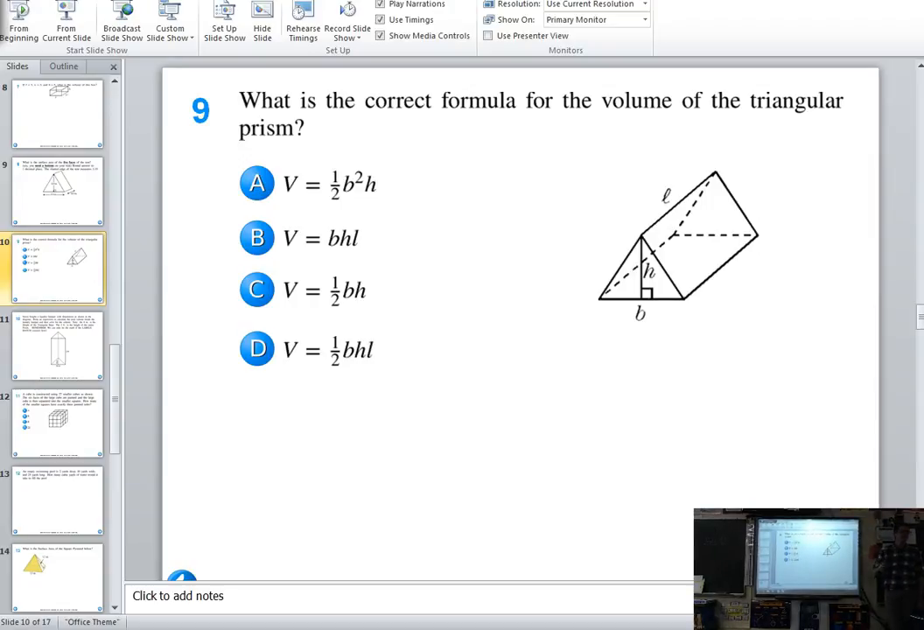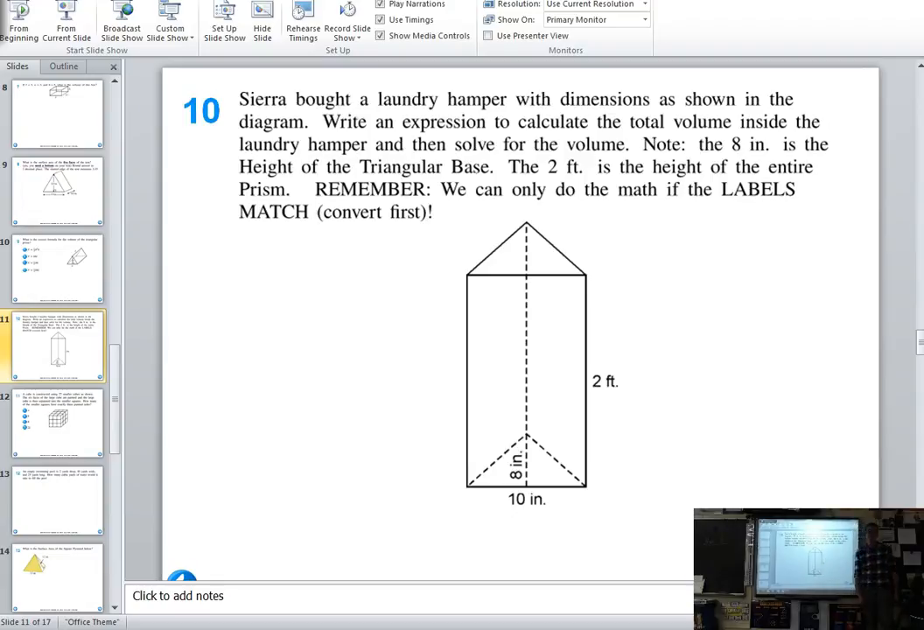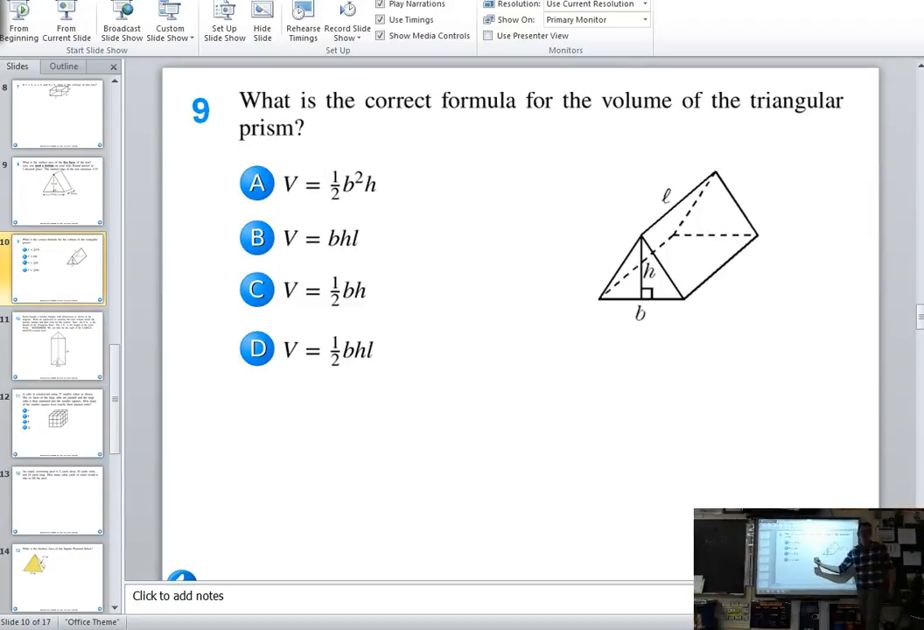But I write my tests very intentionally. If you take the time to care about this problem, it sets you up for the next problem. You're ready to do volume in this problem in number 10 if you figured out the formula here in number 9.